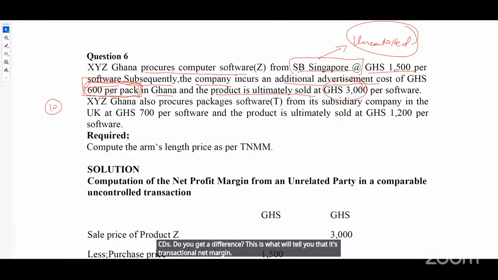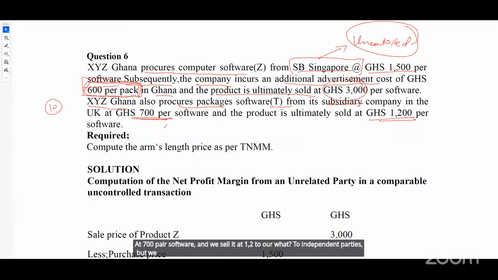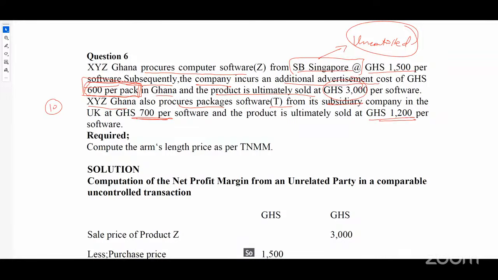Now, we didn't have any independent parties out there, but look at what happened. We also buy the same software package from our subsidiary at 700 per software, and we sell it at 1,002 to independent parties. But we also add an advertisement cost of 200. I forgot it, there was an advert cost of 200. So there's an advertisement cost of 200 that will also be added. So you see, substantial value is added.